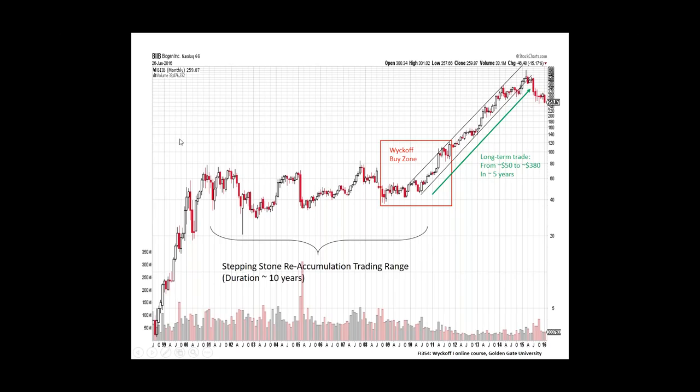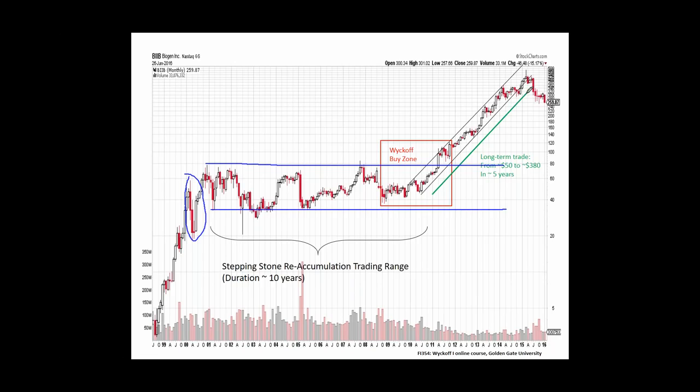So we're going to look at Biogen, and we're going to look at this huge trading range that we've had since 2000, with the change of character happening in this area right here. This trading range has lasted almost 10 years. And if we were identifying a Wyckoff buy zone, that is where we would be initiating, or considering initiating, our long-term position. This is the trade that we wanted to show the composite operator is going to be involved in.